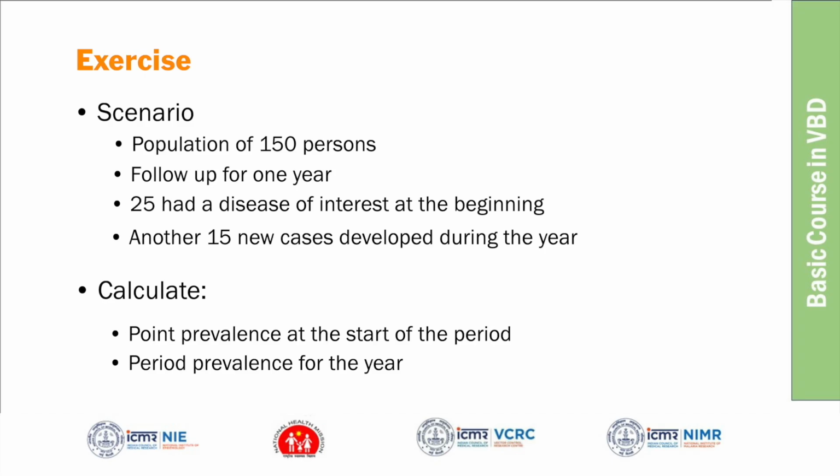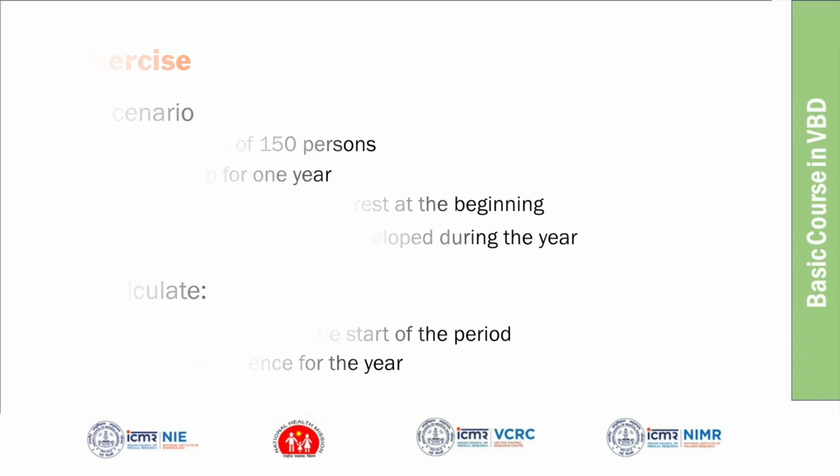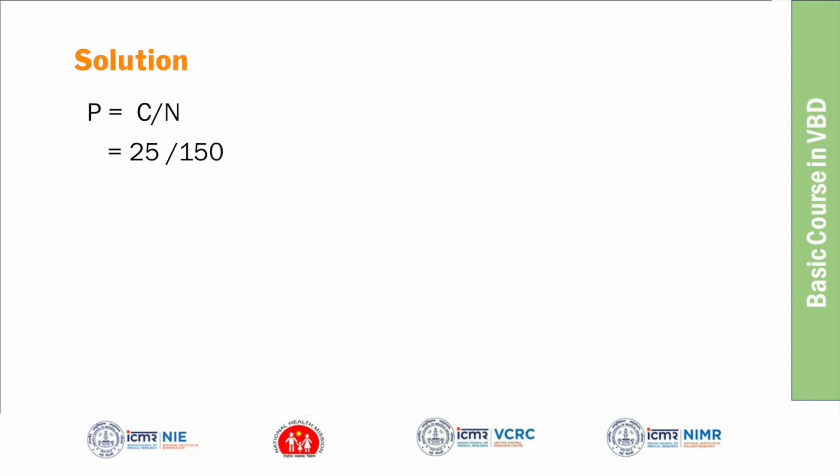For those who have calculated point prevalence, can you calculate period prevalence and tell us? Let's go one by one. How will you calculate point prevalence? The formula is the total number of people who have the disease of interest whenever you go for a survey. At that given time point, how many people have the disease? So what is the numerator? 25. What is the denominator? 150, right? So what is the answer? 25 divided by 150, the answer is 17%. Yes, somebody has calculated correctly, 16.6% or almost 17%.